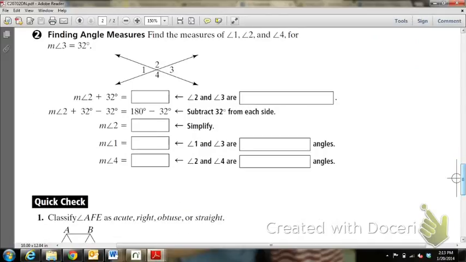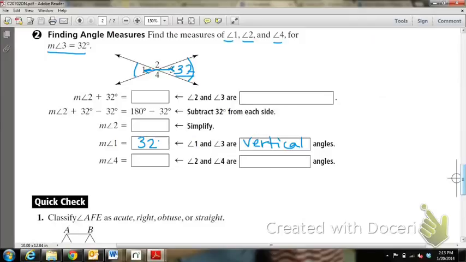Okay, so here we go. They want us to find angle 1, angle 2, and angle 4. And they tell us that the measure of angle 3 is 32 degrees. So I'm going to cross that out, and I'm going to put a 32 right on my picture. Okay, so really the easiest one to find would be anybody who's across from 32. So I'm actually going to start with angle 1. Because angles that are across from each other are going to be the same. They're vertical. And so they're going to have the same measurement. So if angle 3 is 32, well, so is angle 1. That's 32 degrees.